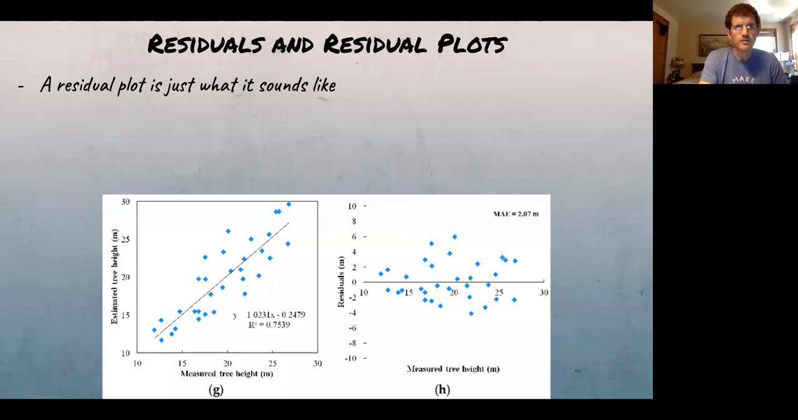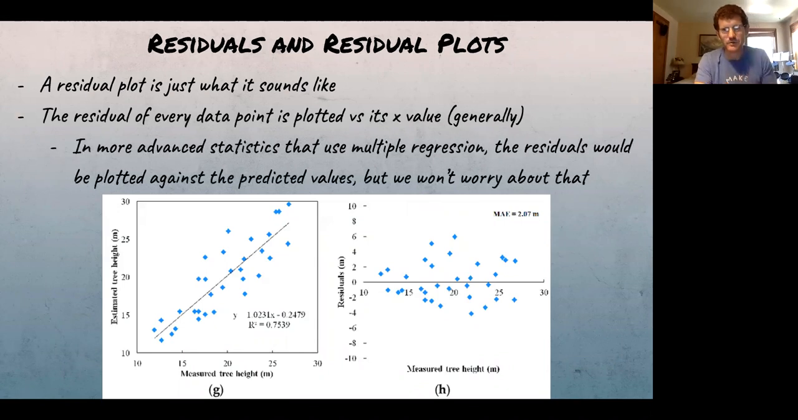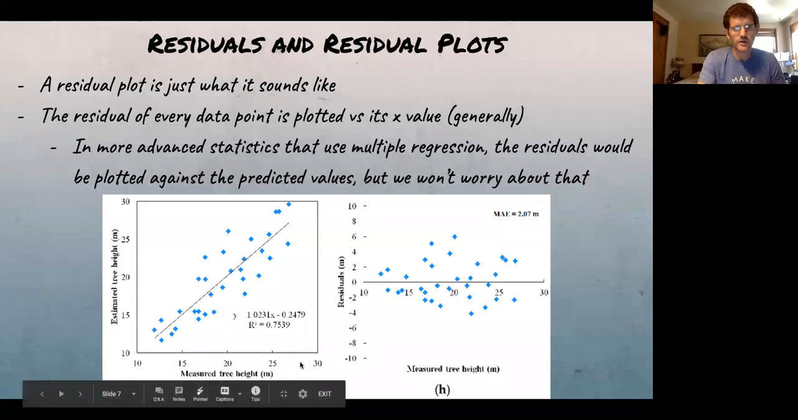So a residual plot is just what it sounds like. The residual of every data point is plotted against its x value, generally. This is a side note, but I think it's worth knowing. In more advanced statistics that use multiple regression, you wouldn't plot it that way. Notice right here, the x we're measuring is measured tree height, and here it's measured tree height. You can do a residual plot against the predicted value, and there are reasons for that. We won't get into it. But when you get into multiple regression, you wouldn't necessarily use the x. But let's not worry about that. For now, we will use the x.